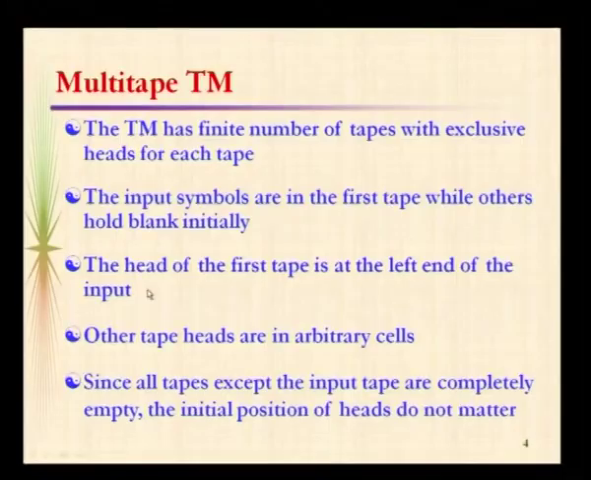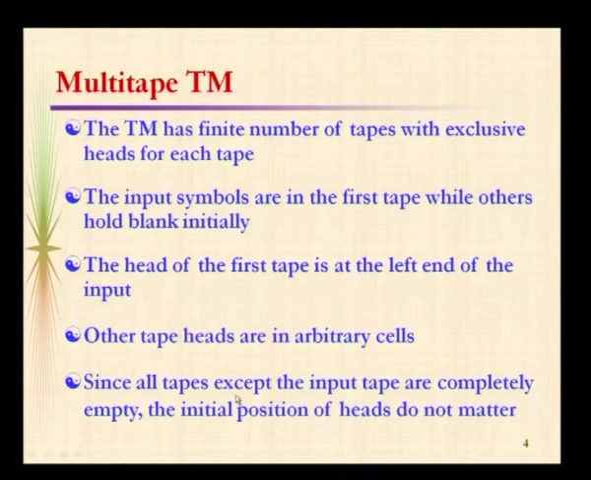Arbitrarily, your head can be in any position as long as your tape is an empty one. But that is not true in the case of the very first tape, because it holds the input which is to be processed. As far as the input tape, tape 1, is concerned, the finite control is supposed to point at the left end of the entire input. So, if w is a string which is to be processed, then the left end of w is pointed to by the finite control initially, whereas in the rest of the tapes the head may be anywhere. The head of the first tape is at the left end of the input, and the other tape heads can be in any arbitrary position because they are completely blank.